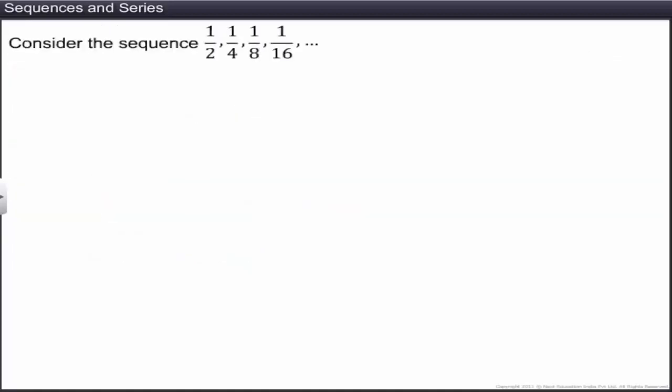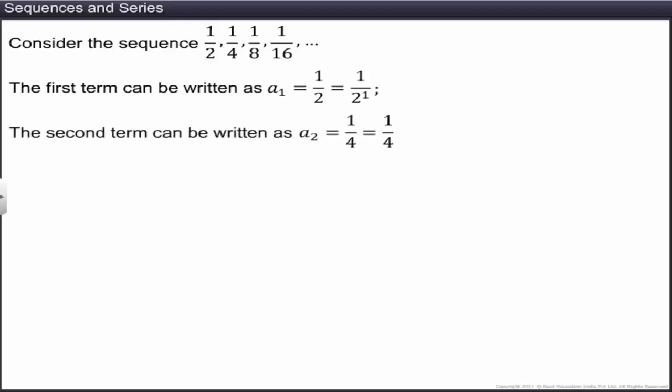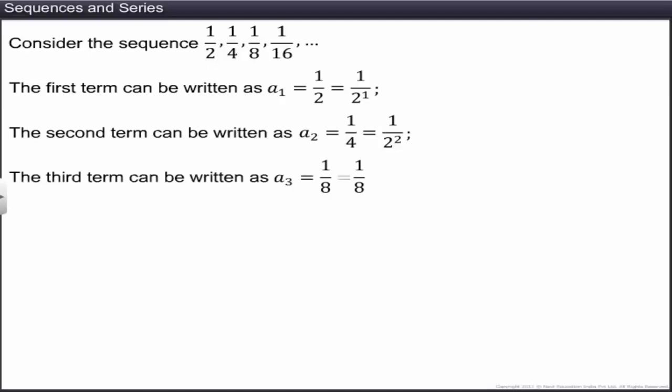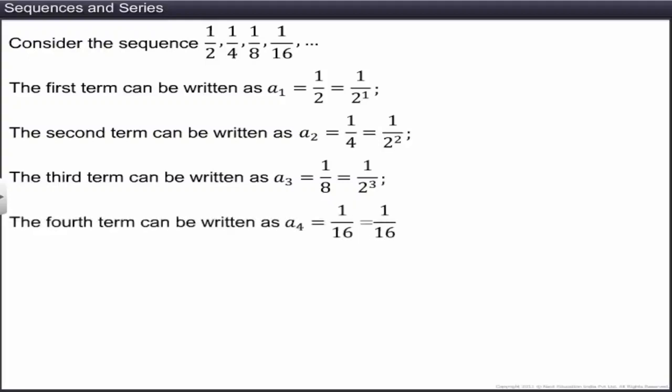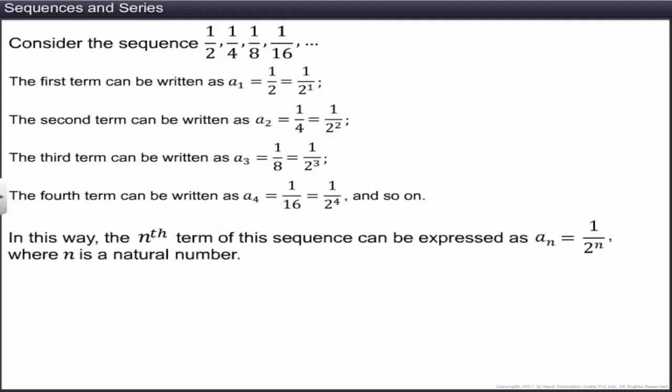For example, consider the sequence 1/2, 1/4, 1/8, 1/16, and so on. The first term of this sequence, 1/2, can be written as 1/2 raised to the power of 1. The second term, 1/4, can be written as 1/2 raised to the power of 2. The third term, 1/8, can be written as 1/2 raised to the power of 3. The fourth term, 1/16, can be written as 1/2 raised to the power of 4. Similarly, we can write the succeeding terms. In this way, we can say that the nth term of this sequence can be expressed as 1/2 raised to the power of n, where n is a natural number.